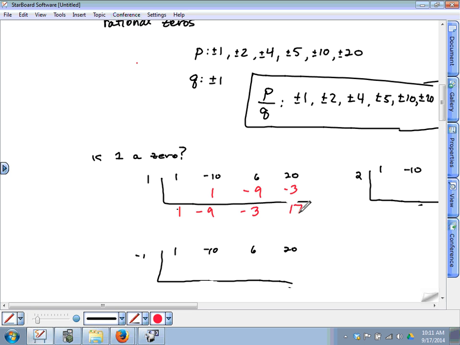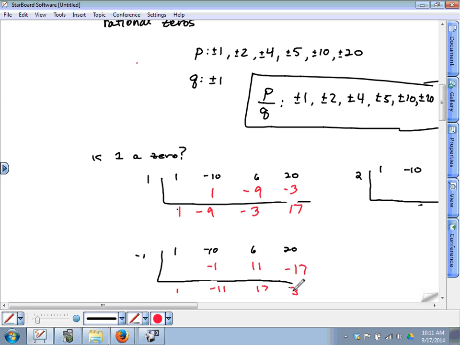What about negative 1? Oh, negative 1. That's got to work, right? It's such a nice number. Does it work? Let's see. Drop down the 1. 1 times negative 1 is negative 1. There we get a negative 11. Multiply and you get a positive 11. If you add those, you get 17. Here you get a negative 17. And dang it, that did not work either. 1 and negative 1 didn't work. Shoot. What's the next one we ought to try?